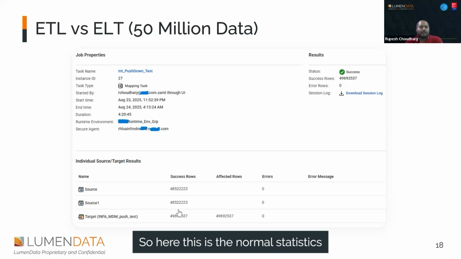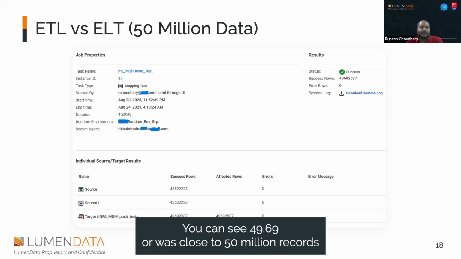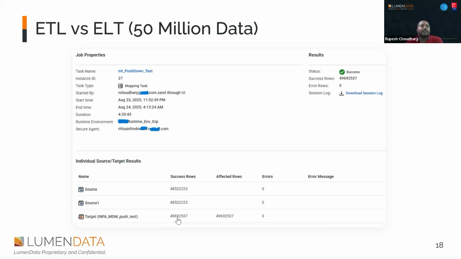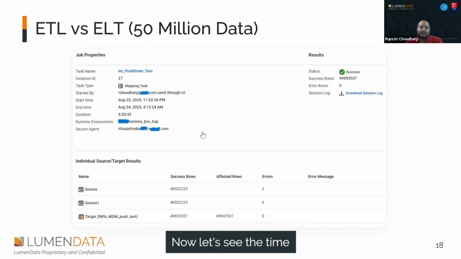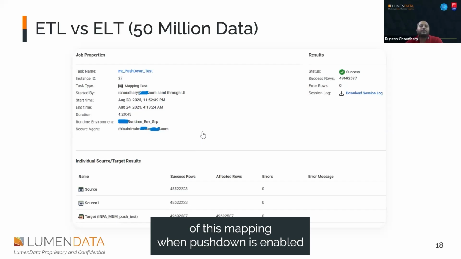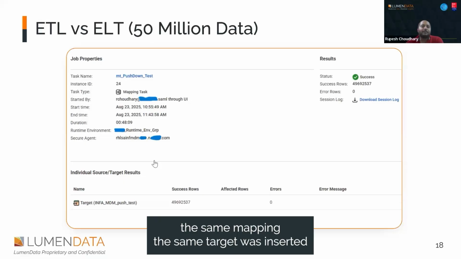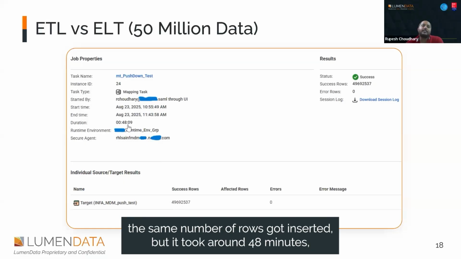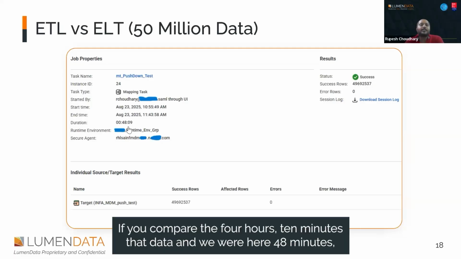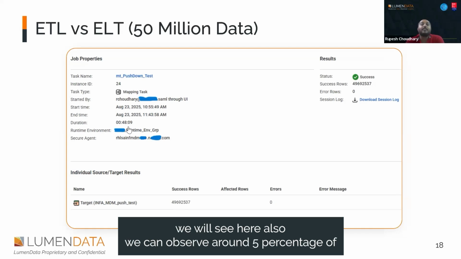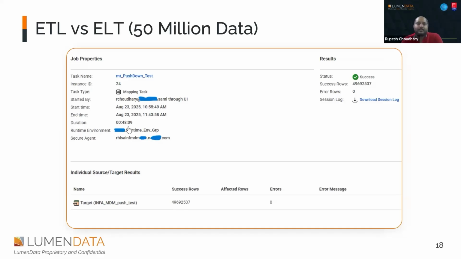Here, these are the normal statistics. We can see 49.69 million, almost close to 50 million records, and it took 4 hours 20 minutes 45 seconds to complete. Now let's see the time of this mapping when pushdown is enabled. The same mapping, the same target, the same number of rows got inserted, but it took just around 48 minutes. If you compare the 4 hours 20 minutes with 48 minutes, here also we can observe around 500% improvement.